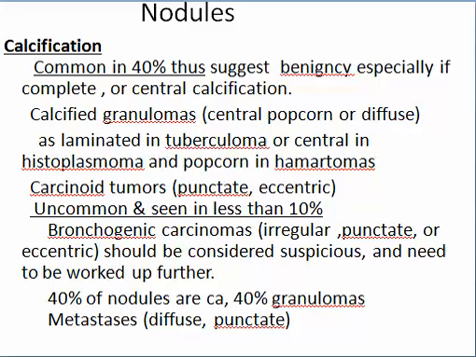Calcified granuloma, for example, can have central, popcorn, diffuse, or laminated calcification, as in tuberculoma, or central as in histoplasmoma, or popcorn as in hamartoma. So every pattern of calcification points to a special diagnosis. Carcinoid is punctate and eccentric. Calcifications are uncommon and seen in less than 10% of cases of carcinoid.